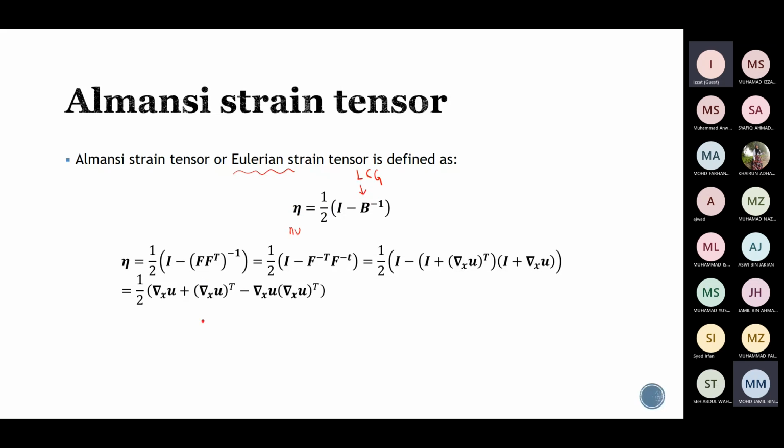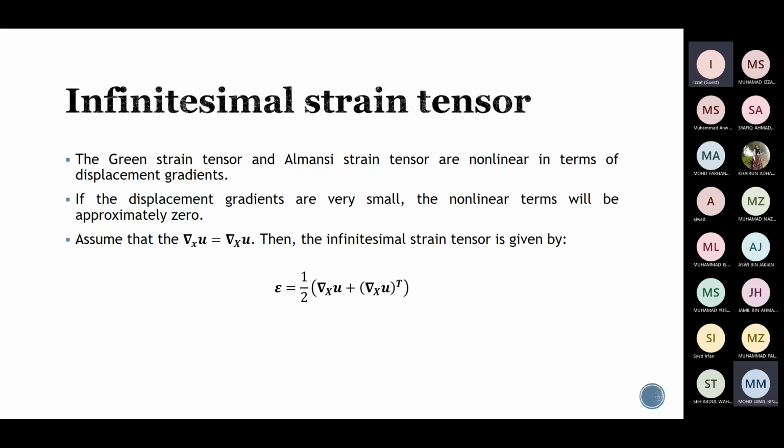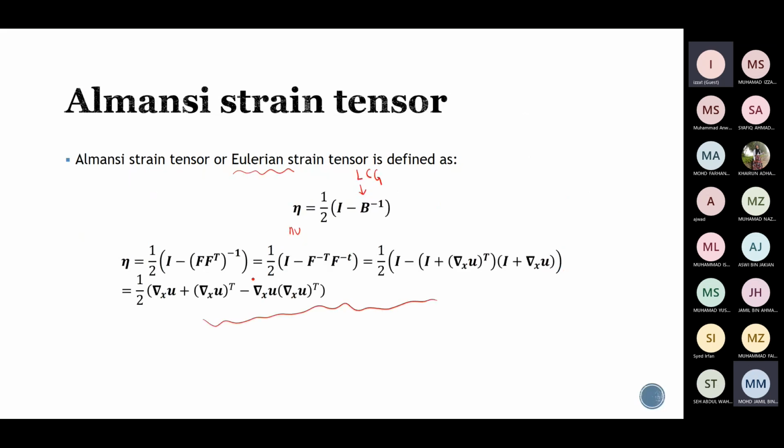Okay, yang bawah ni just some derivation. Tak penting sekarang, okay? Nanti baru keluar. Okay, so we have two types of strain tensor. Okay, we have the green and the Almansi strain tensors. So these strain tensors are non-linear. Okay, sebab apa dia non-linear? So dalam terms ni we have these terms here. So ni menyebabkan dia non-linear.